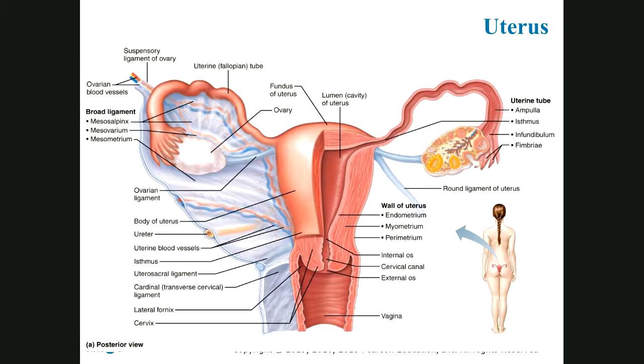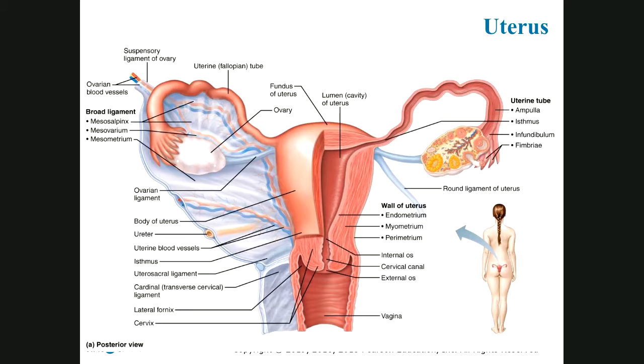We communicate with the vagina through the cervical canal. We also have cervical glands that secrete mucus that blocks sperm entry except during mid-cycle. So it's a hollow muscular organ, made of the wall.